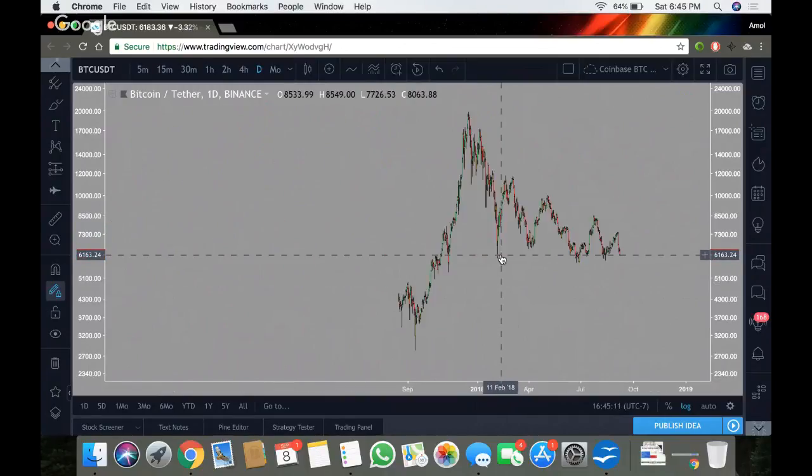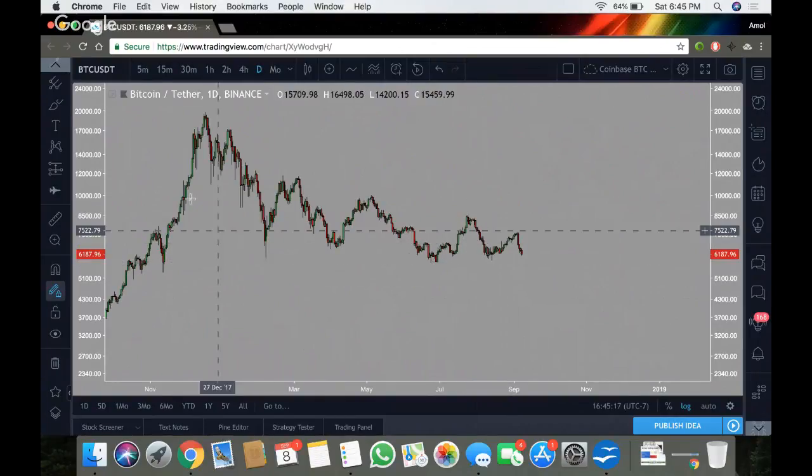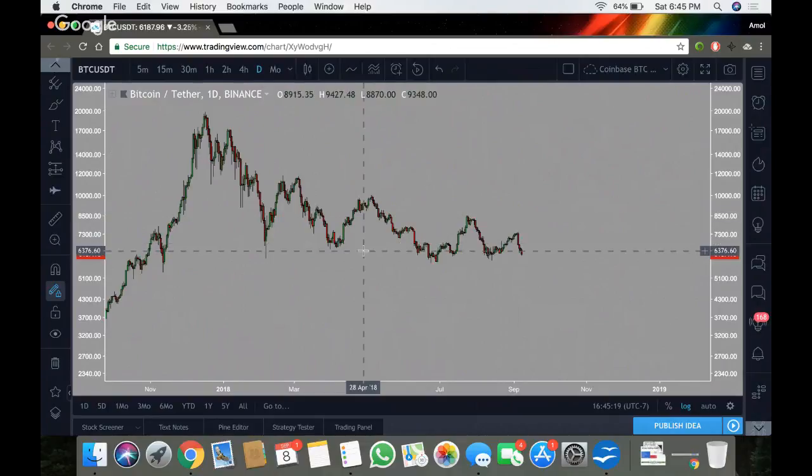Okay. So we are essentially in an area that has been tapped multiple times due to support. Okay. So how do you identify support? Well, you can identify it two ways, right?